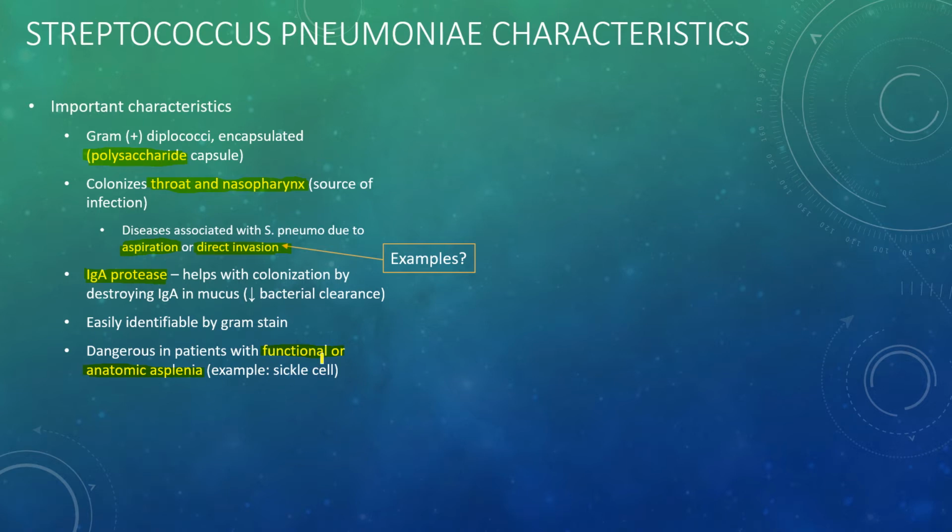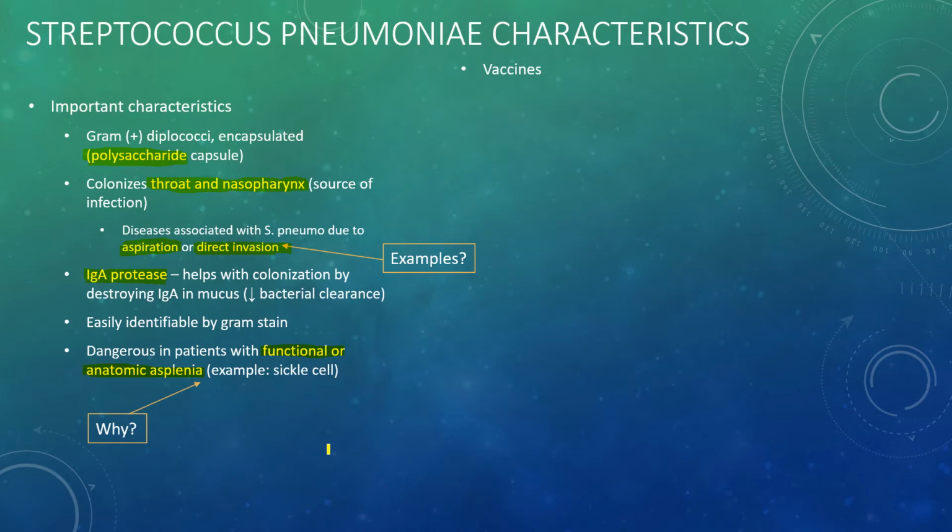So if you have functional asplenia like sickle cell or an anatomic asplenia from a trauma, you will not be able to handle the polysaccharide capsule of strep pneumo, and it will cause disseminated sepsis and major infections, possibly even death. And the reason why is that you don't have B cells to allow for opsonization with IgM, IgG, and C3 to allow for destruction and clearance of the polysaccharide encapsulated Streptococcus pneumoniae.